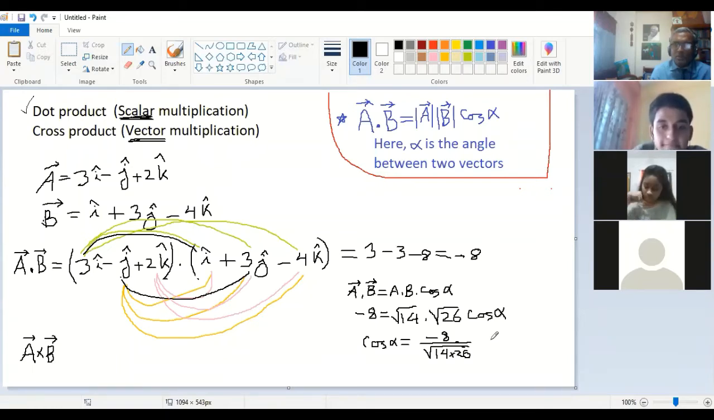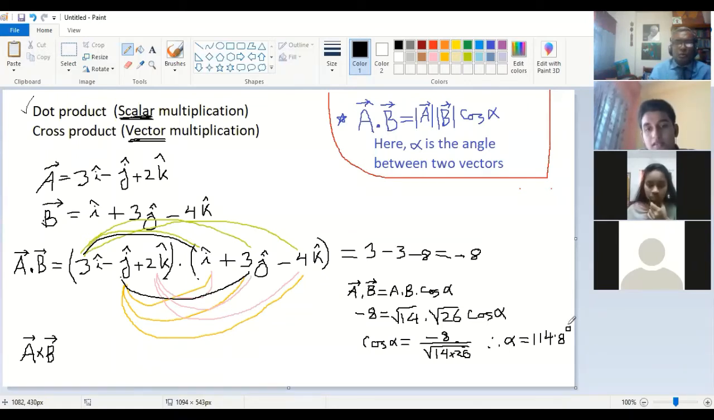What is your alpha? If you now find your alpha, then you will use cos inverse. So after using the cos inverse, what will be the result? Sir, 114.79. Okay, possible, it can be. That means the angle you are getting is 114.79 degrees.